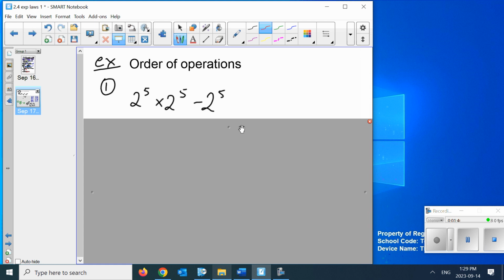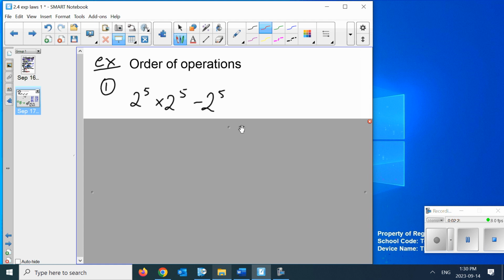Okay. 2 to the 5 times 2 to the 5, subtract 2 to the 5. Same number, same number, same number. Multiplying and subtracting. According to BEDMAS, you want to evaluate brackets, then exponents. You could work out what 2 to the 5 is. I don't recommend it though, because now we get a bigger number, and since it's 2 to the 5, it's not that bad. If it was 7 to the 5, I would not want to operate with that because it would be pretty big. So I'm going to teach you how to do this.